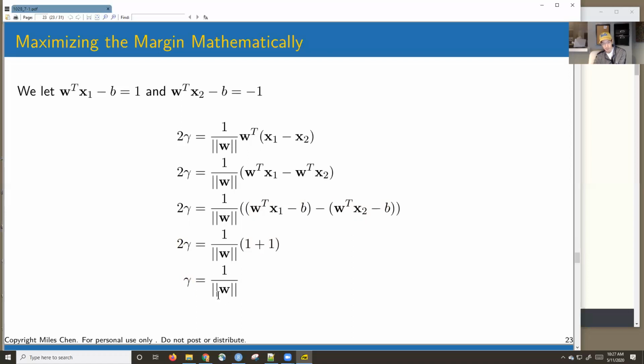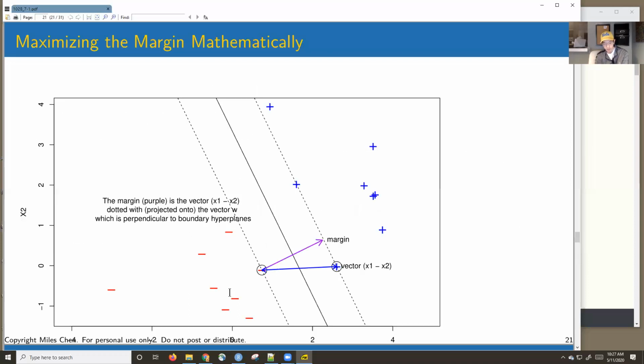The width of the margin is the norm of vector w, which is kind of interesting, because w is just a set of coefficients such that it forms the hyperplane here, or the set of all x's that multiply with w to equal some constant forms this hyperplane here.